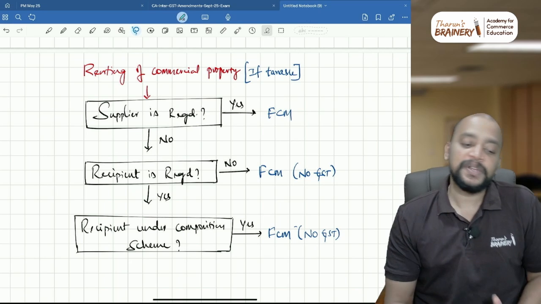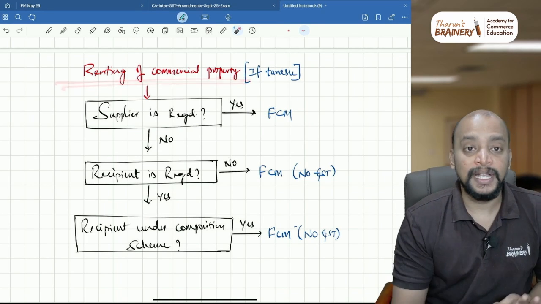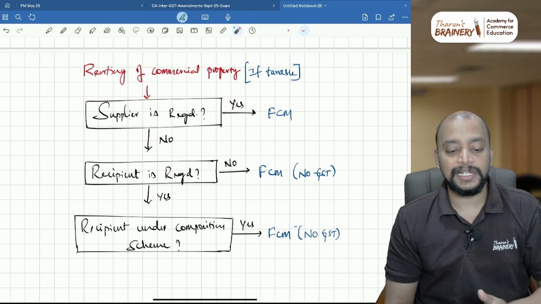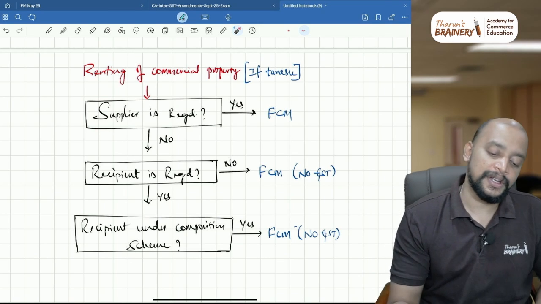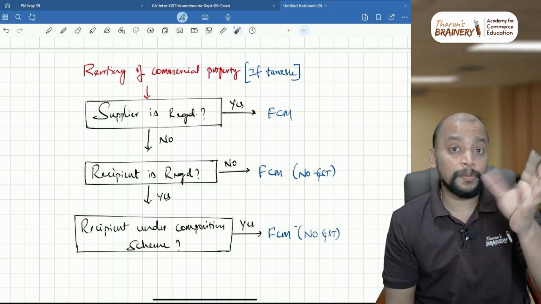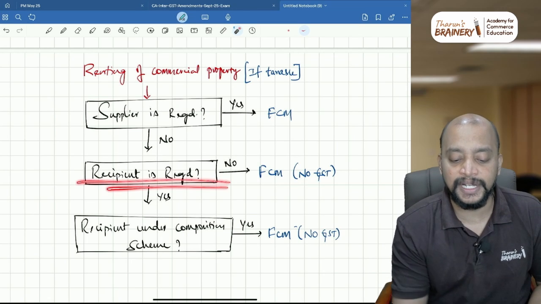Okay, again I am repeating, renting of immovable commercial property. If supplier is registered, no doubt supplier only will pay GST. If supplier is not registered, then check whether recipient is registered. No, then also it will be FCM. Whether GST payable or not payable, because the supplier is unregistered. RCM not applicable because the recipient is not registered.